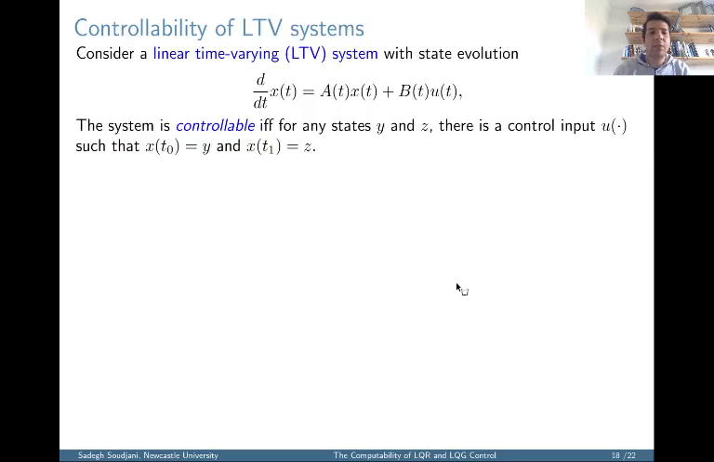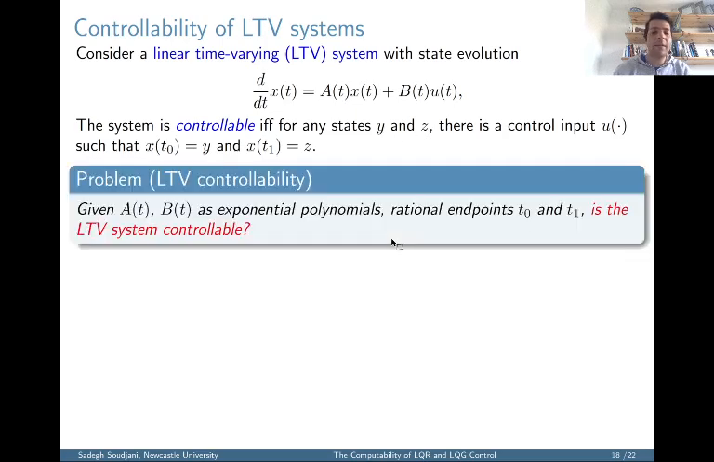Let me introduce another two problems. The first one is controllability of linear time-varying systems. Suppose you have x dot equal to Ax plus Bu, but now these matrices A and B are not constant anymore, they change over time. This system is called controllable if there is an input to take the state from any initial state to any final state. And controllability asks whether this LTV system is controllable, and here I restrict the problem to having A and B be exponential polynomial functions of time.